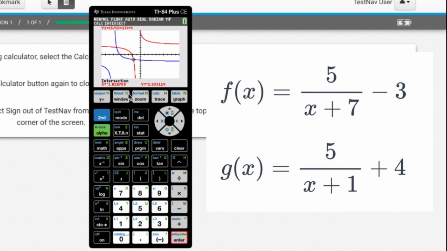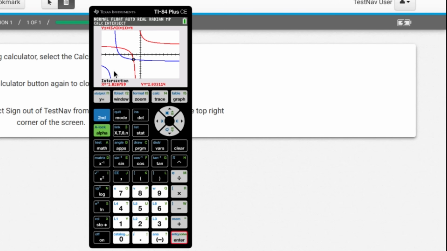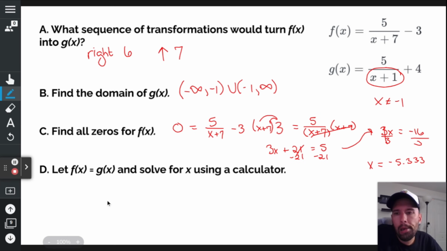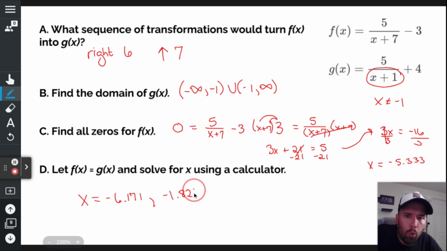It appears to be negative 1.8285, so that'll round to negative 1.821. So those are my 2 zeros. Okay, I shouldn't say zeros, those are my 2 x values. Negative 6.171 and negative 1.821. So we got x equals negative 6.171 and negative 1.821.